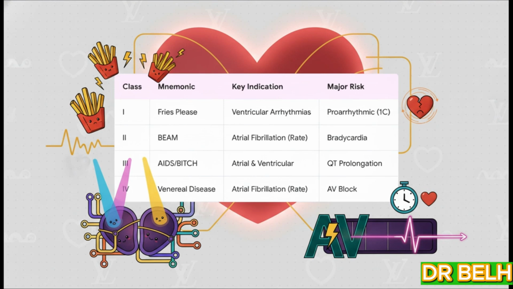Okay, let's put it all together. This right here is your final cheat sheet, the whole thing on one page. Class 1, that's our fast food menu, great for ventricular arrhythmias, but remember that fries please is proarrhythmic. Class 2, beam, perfect for rate control, but watch out for bradycardia. Class 3, AIDS and BITCH, for both atrial and ventricular problems, but you've got to keep an eye on that QT interval. And finally, Class 4, our IV drip, also for rate control, but the main risk being AV block. There you have it. The code is cracked.